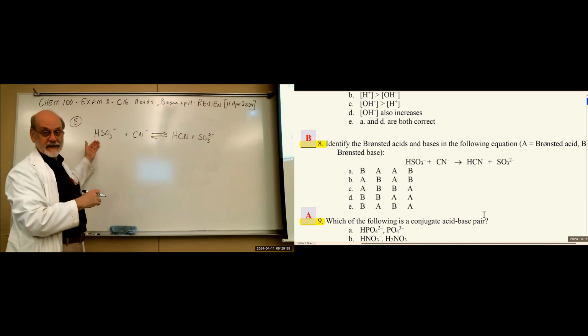And now on this side, we have the conjugate acid and the conjugate base. So in terms of our answer, it's A, B, A, B. Okay. That was easy enough. Number 9 coming up.